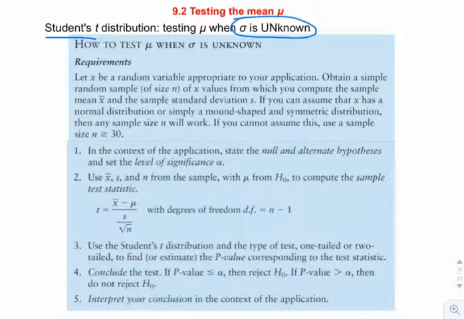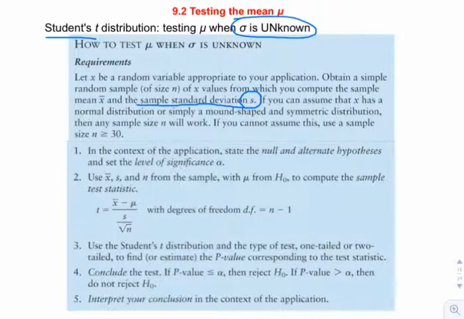So let's look at the requirements. We still have x as a random variable. We have a sample size n. We take the sample mean. Now we are going to take the sample standard deviation s, because we don't know sigma, the population standard deviation. If you can assume that x has a mound shaped and symmetric distribution, that's fine. If it's normal, great. If we don't know it's symmetric and mound shaped, then let's have a large sample size, at least 30.